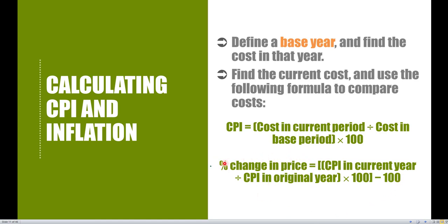And we're going to be using the same exact equation in order to figure out the economic growth rate, the GDP growth rate. We'll put the GDP in the current year divided by the GDP in the original year, and that'll give us exactly how much our GDP is growing by.